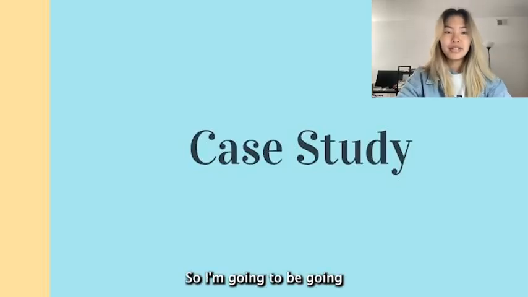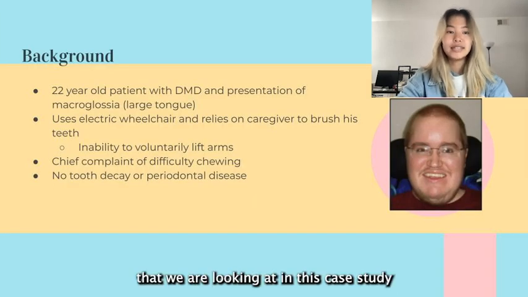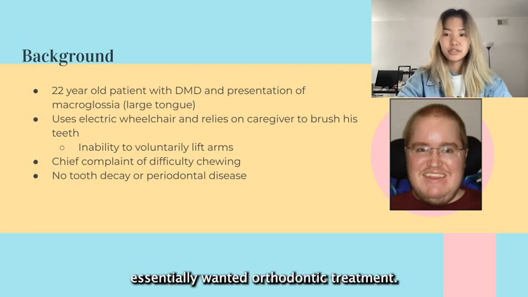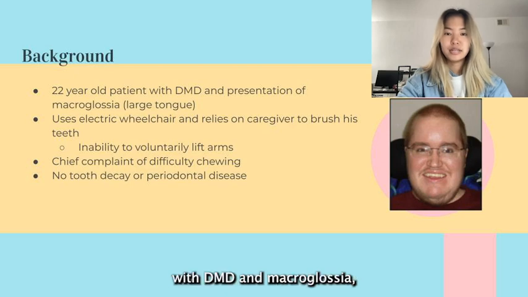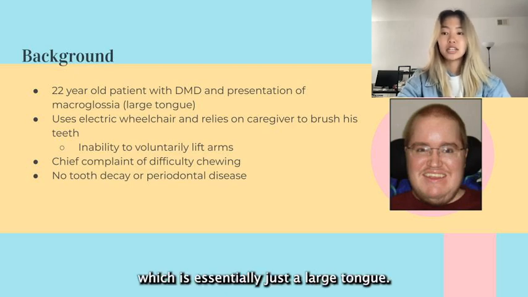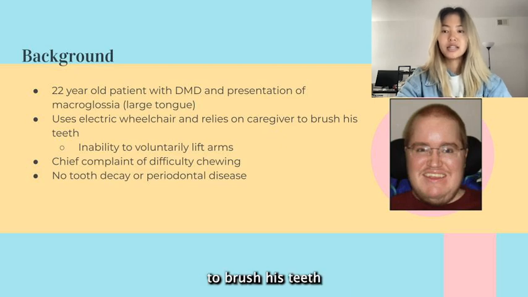All right, so I'm going to be going over the case study. So just to give a little bit of background information, the patient that we are looking at in this case study essentially wanted orthodontic treatment. So he wanted to get braces, and he's a 22-year-old patient with DMD and macroglossia, which is essentially just a large tongue. And just to give a little bit of background about his lifestyle, he does use an electric wheelchair and also relies on his caregiver to brush his teeth, just because he is unable to voluntarily lift his arms and have that range of mobility in order to brush his teeth himself.